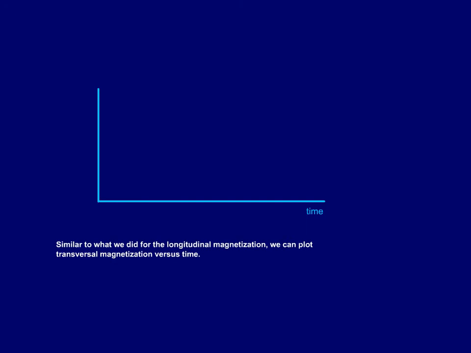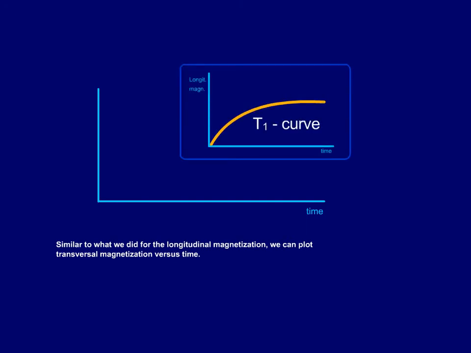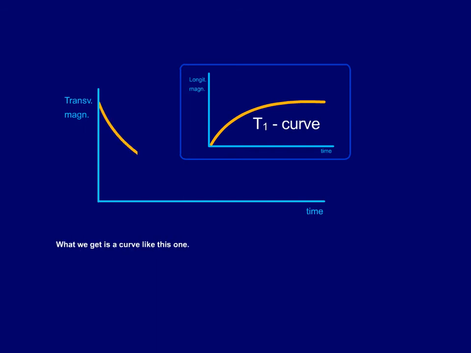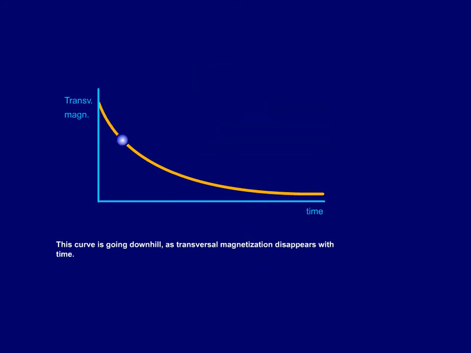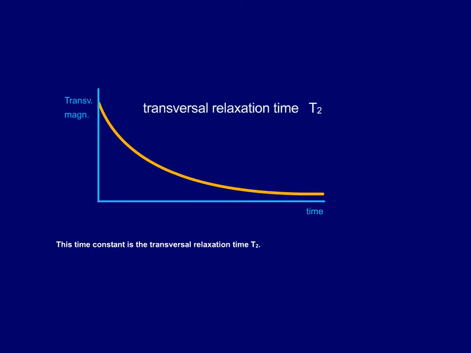Similar to what we did for the longitudinal magnetization, we can plot transversal magnetization versus time. What we get is a curve like this one. This curve is going downhill, as transversal magnetization disappears with time. And as you probably expect, there is also a time constant, describing how fast transversal magnetization vanishes, goes downhill. This time constant is the transversal relaxation time, T2.